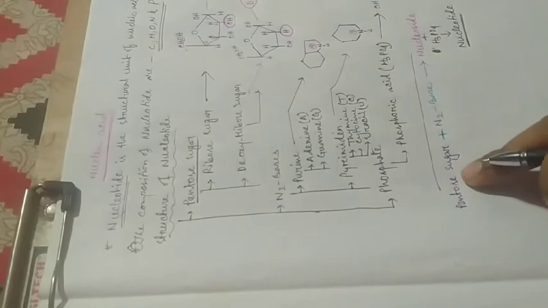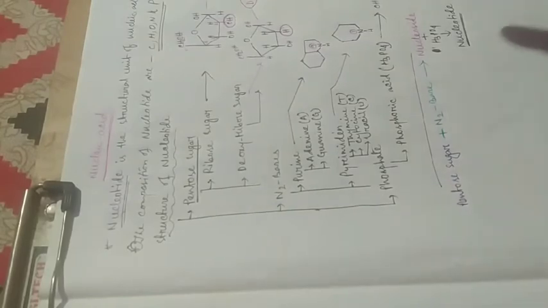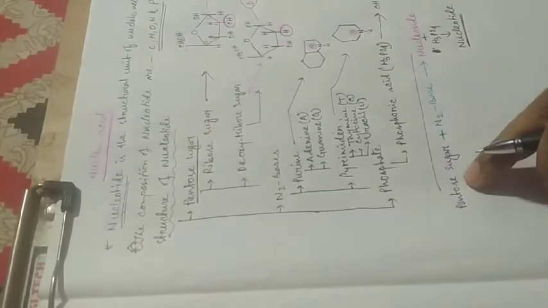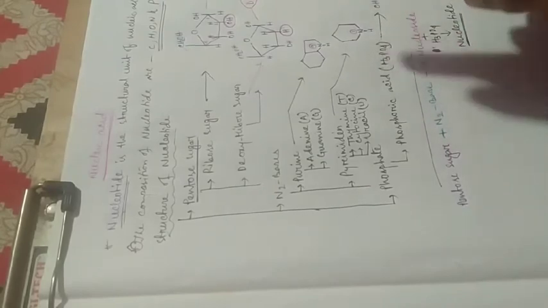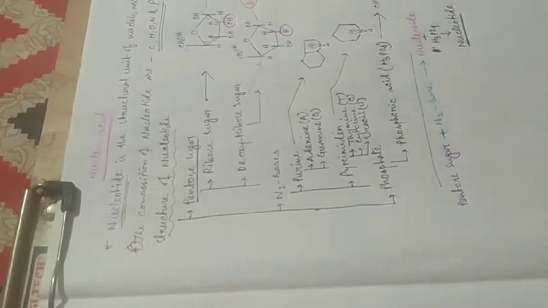If the pentose sugar is ribose sugar, then it is called a ribonucleotide. If the pentose sugar is deoxyribose sugar, then it is called a deoxyribonucleotide. Okay.